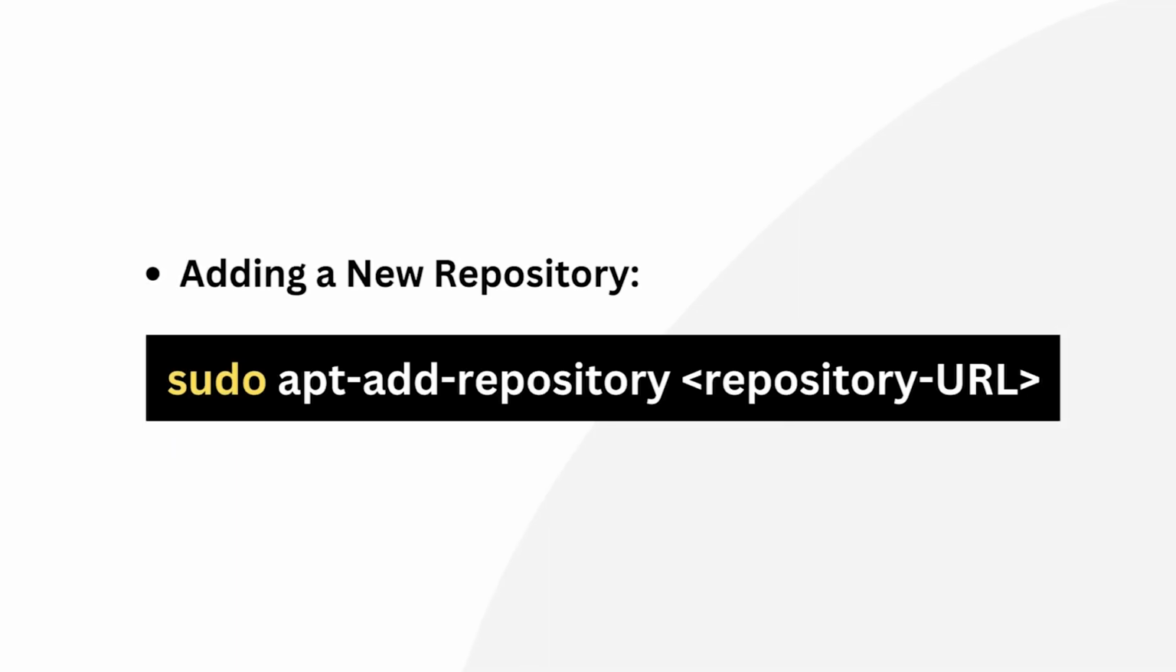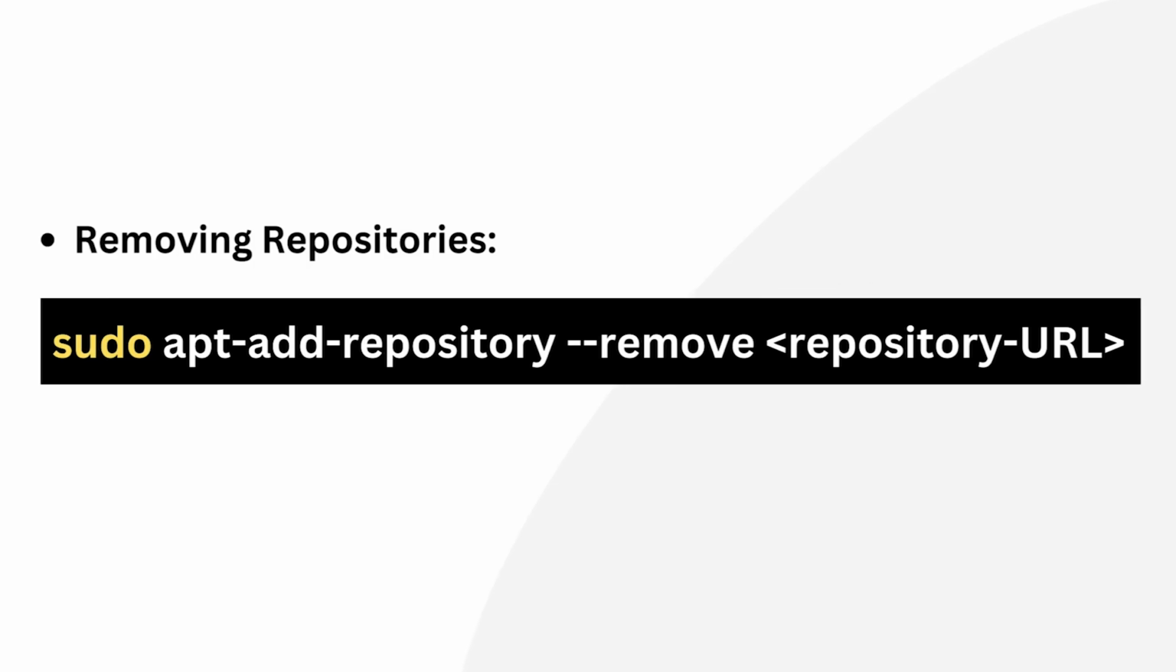To add a new repository, you have two options. You can either manually edit the sources.list file or use the apt-add-repository command with the URL at the end. You can utilize the apt-add-repository command again with the remove option to seamlessly delete repositories.